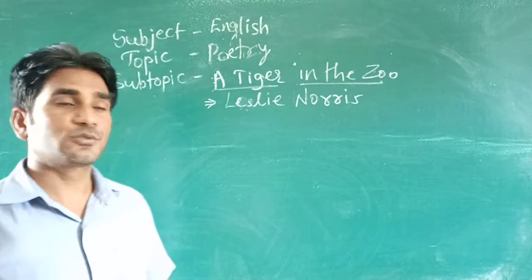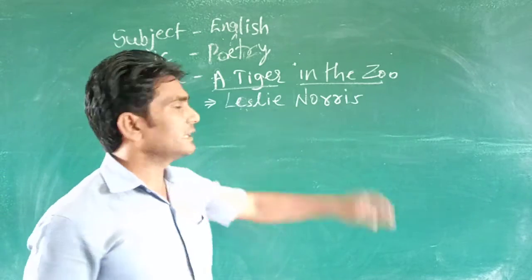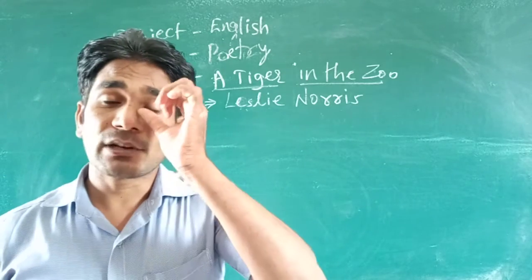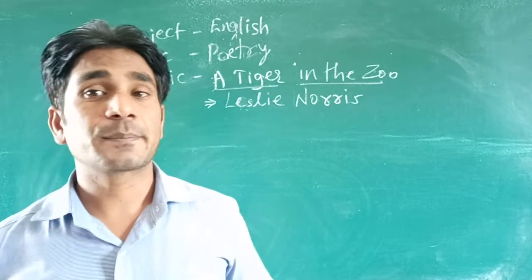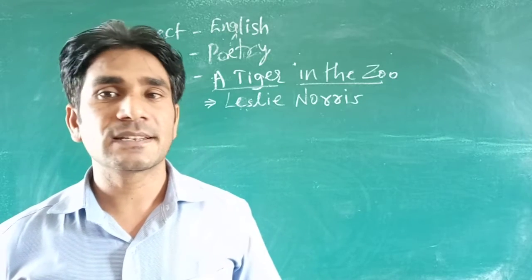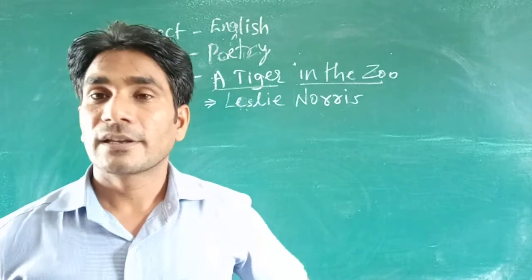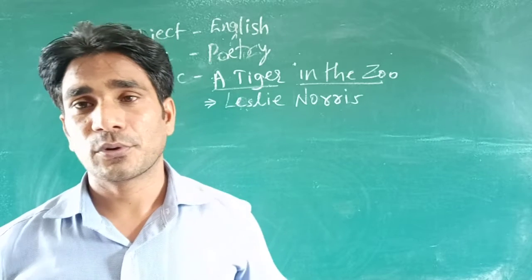Today we are going to continue the poem A Tiger in the Zoo, written by Leslie Norris. Leslie Norris, as I told you here, expresses the agony and the helplessness of the tiger caged in the zoo.